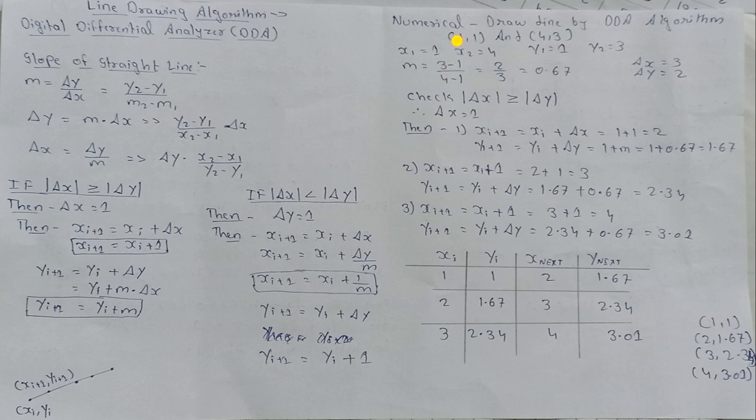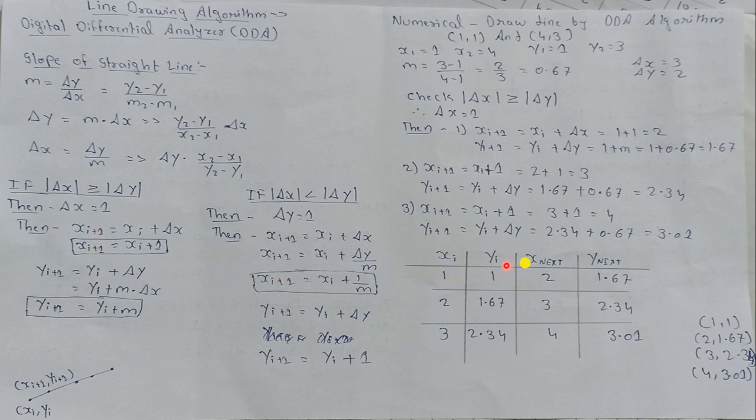The first point we already have, so we make a table with 4 columns. The first is xi and yi, the third column is x next, and the fourth column is y next. Instead of x next, you can also put xi plus 1 and yi plus 1, no issue. The first point they have given already is 1 comma 1, so I have put it here as xi and yi. To find the next points xi plus 1 and yi plus 1, we have to use this formula.